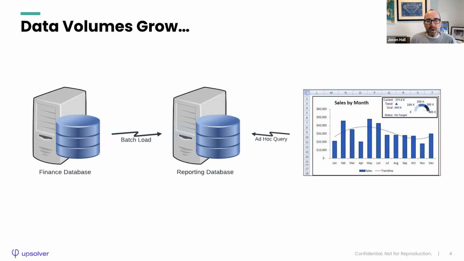But we needed to figure out a way to load that reporting database with information that we could report against. So we typically did some kind of batch load, right? Maybe a nightly batch, maybe a weekly batch where we'd schedule some sort of job to run that extracted some data from our finance database, put it into this reporting database, and then we ran our reports directly against it. And that worked to a point.